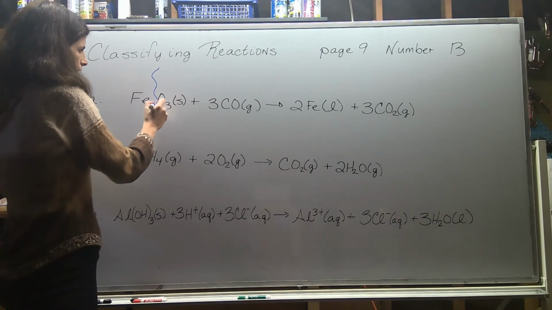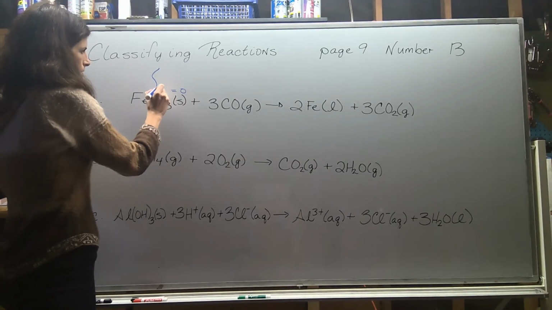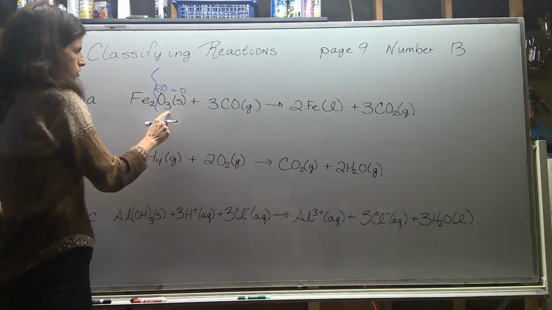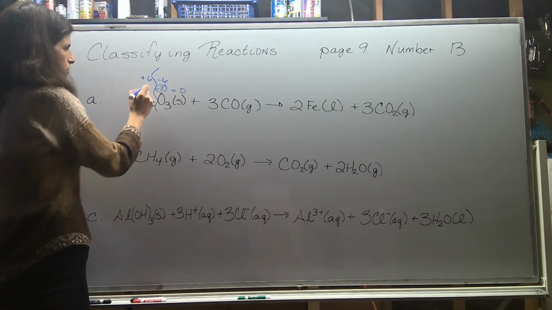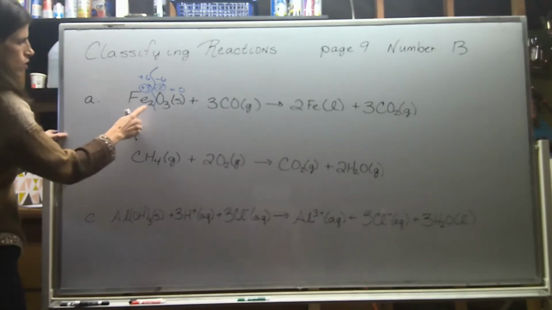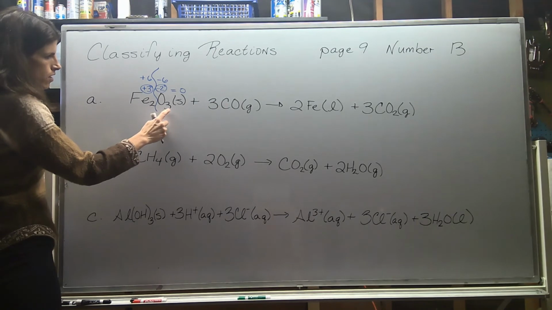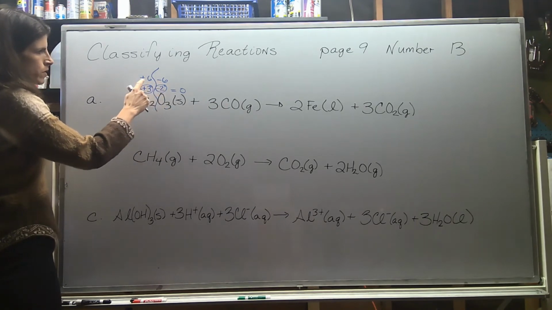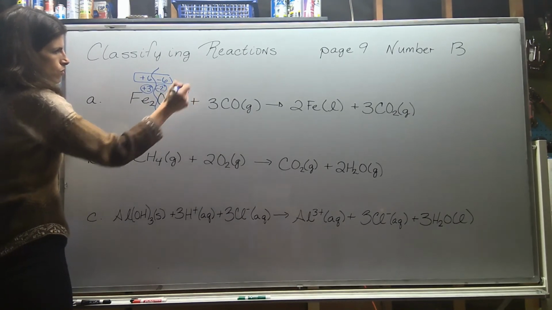So I'm going to split this in half, and this is going to equal 0, and I'll do a -2 for my oxygen. -2 times 3 is -6. Then I'm going to have a +6 over there that's shared between the 2 irons. So 2 times +3 gives me +6. 3 times -2 gives me -6. +6 and -6 add up to 0.